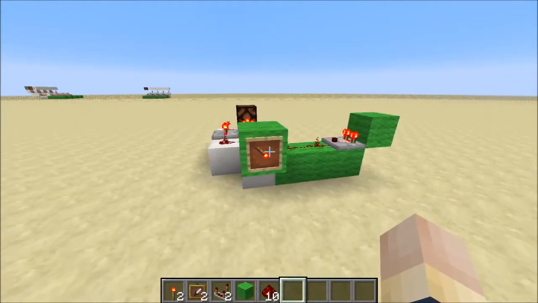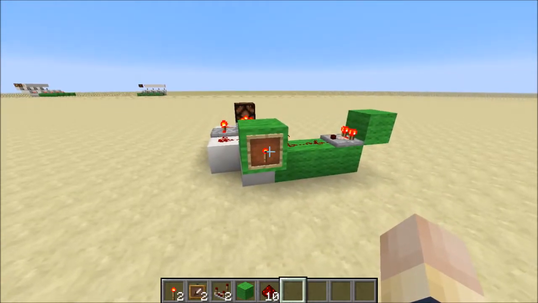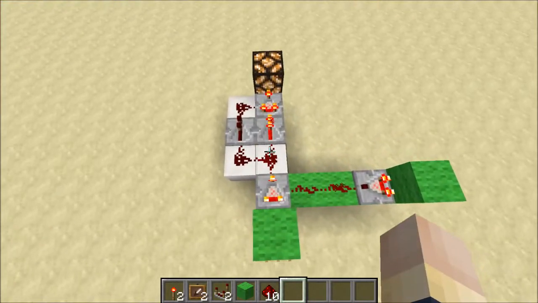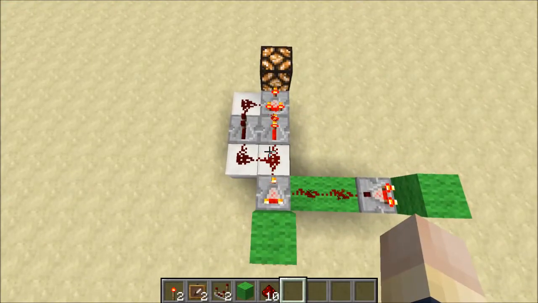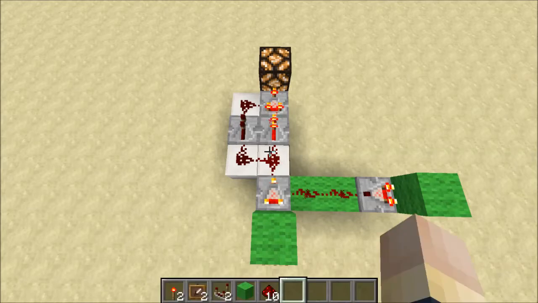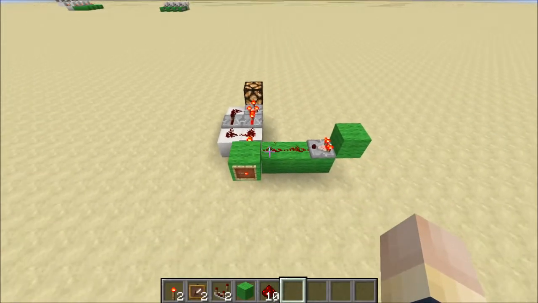If I change this, you'll see the output goes off, and it doesn't come back on until they're exactly the same. I'll go ahead and give you a good look at this. It should be fairly easy to copy. It's really small. Keep in mind, both of those comparators are on subtraction mode. That's pretty important.